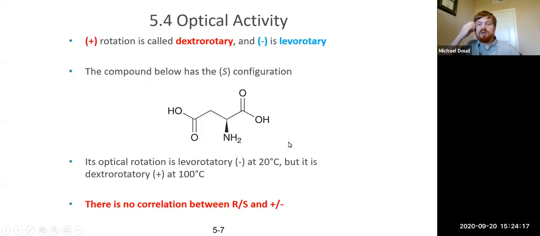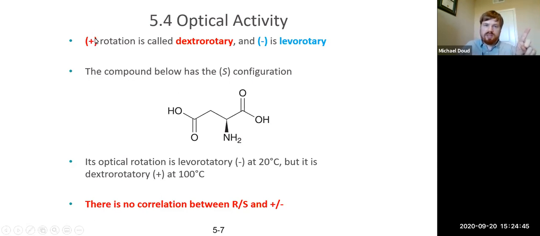Now, what we want to point out is that there's no correlation between R/S and plus/minus. The plus and minus are measurements that we take in lab. And you can't say that, oh, this one's an S and it's plus, and this one's an R and it's minus. That does not happen, okay? So don't even think that. That's the one thing we don't want to get confused.